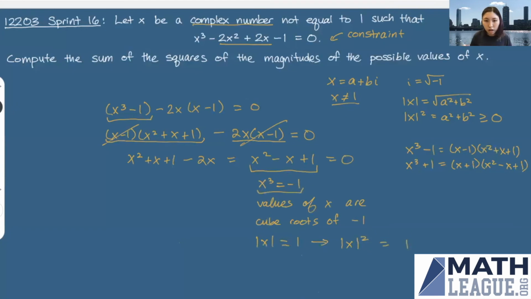Now, let's look at the degree of our polynomial. We have it as degree 2. We started off with degree 3, but because we are excluding x equals 1, that's one fewer root, and we have 2 left. So our final answer is going to be the sum of the squares of the magnitudes of both of these roots, which is 1 plus 1. Well, the magnitudes and the squares are the same, and that's going to be equal to 1 plus 1 is 2. And there we go.